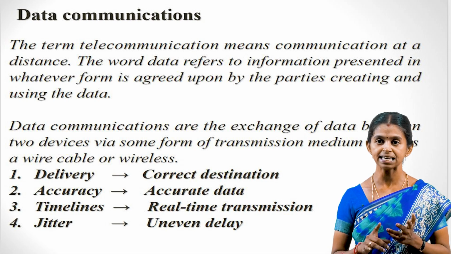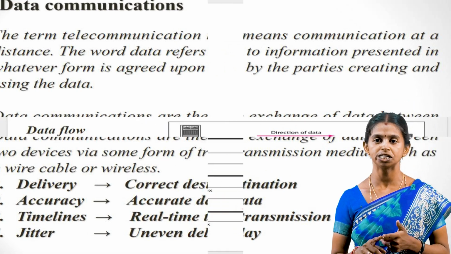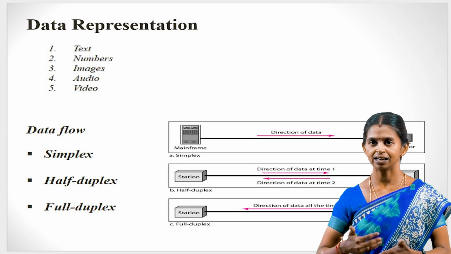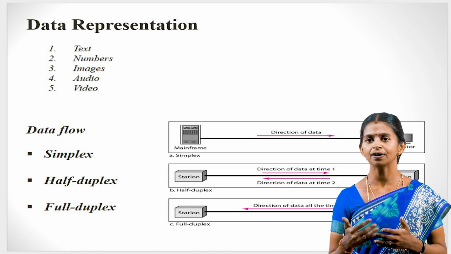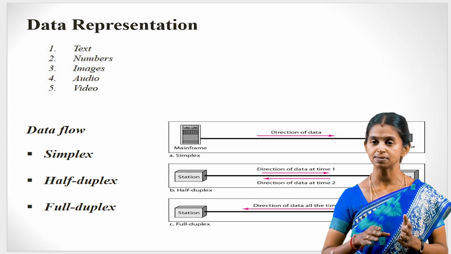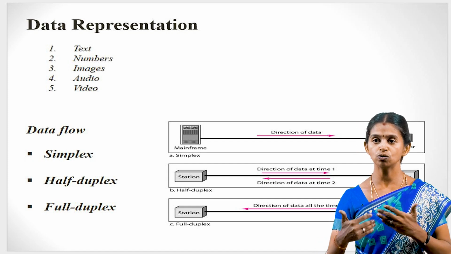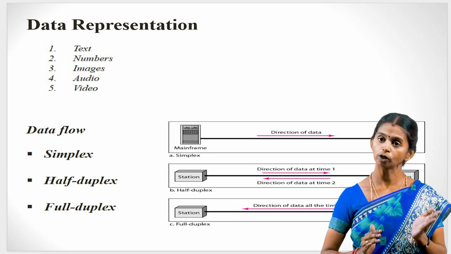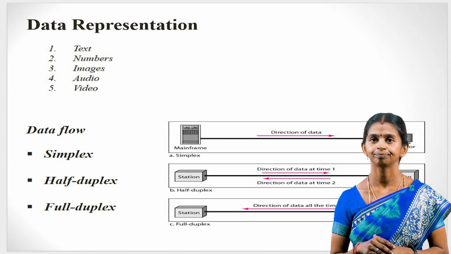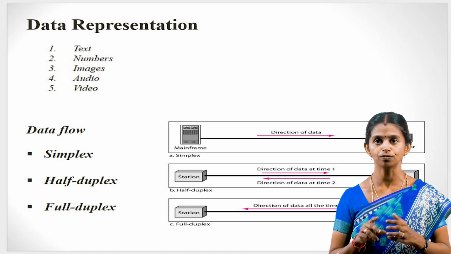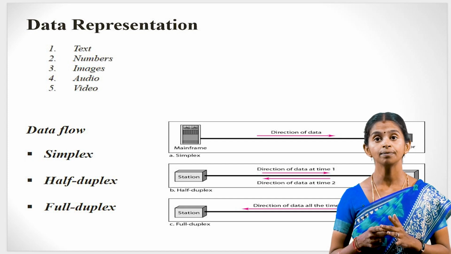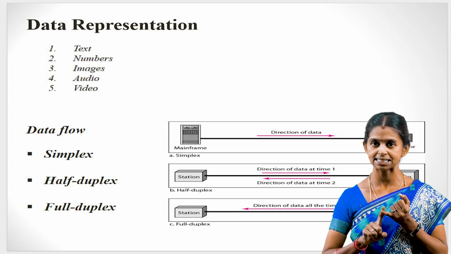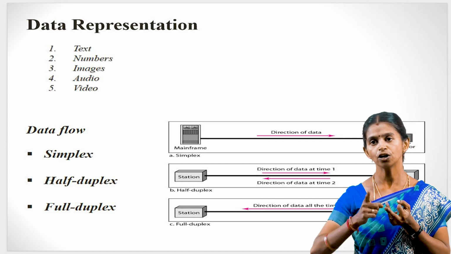That is delivery, accuracy, timeliness and jitter. Components, data representation and data flow can be seen here. There are 5 components of data communication, from sender to receiver. By using the transmission media, we can send the data from one protocol to another protocol. Data representation can be of text, numbers, integer, audio and video. The data flow can be of 3 types, that is simplex, half duplex and full duplex.